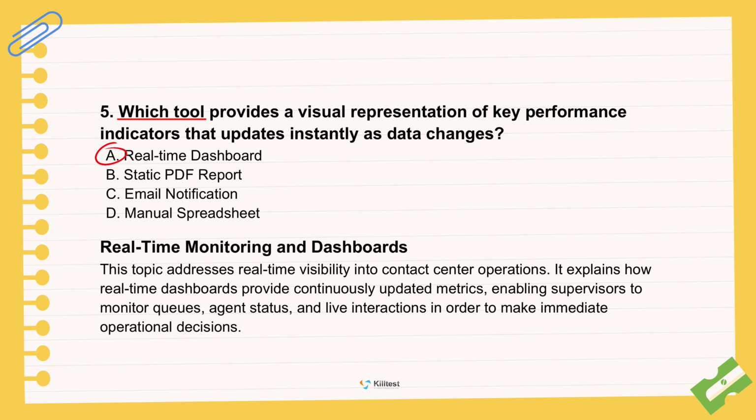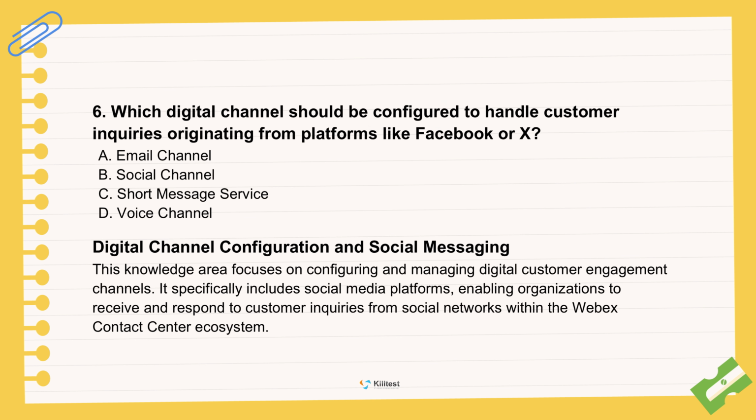Okay, clear distinction. Let's shift gears. Segment 3, digital channels. It's 15% of the test, but this is where things get complicated. For sure. We're leaving the world of standard telephony protocols and entering the world of APIs. Question 6 is a perfect example. Scenario: which digital channel should be configured to handle customer inquiries from platforms like Facebook or X? A simple scenario, but the implementation is very specific.